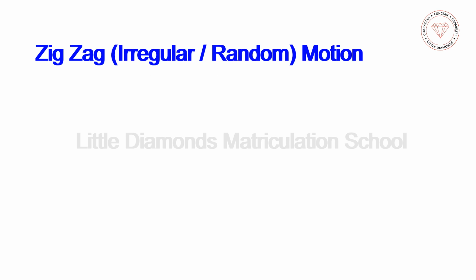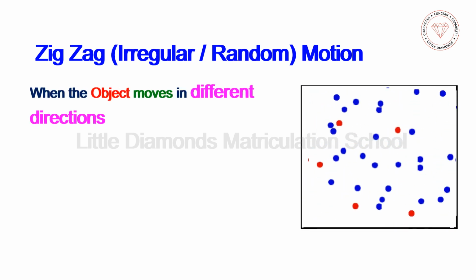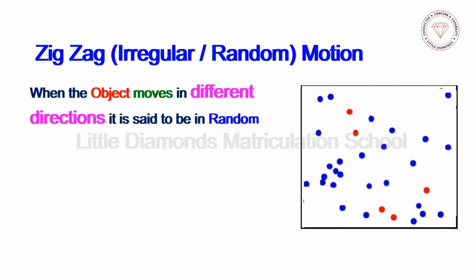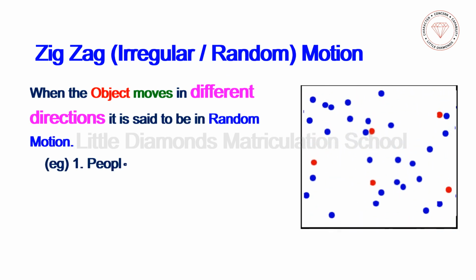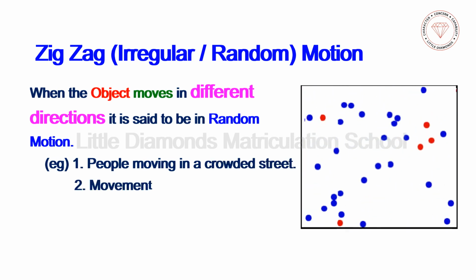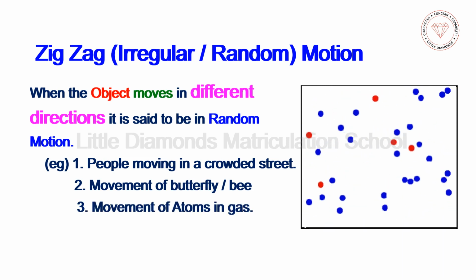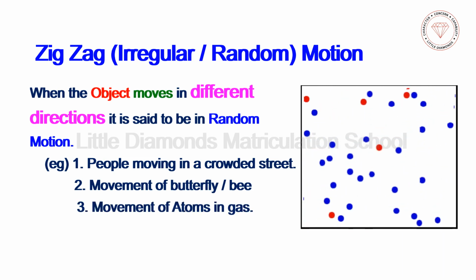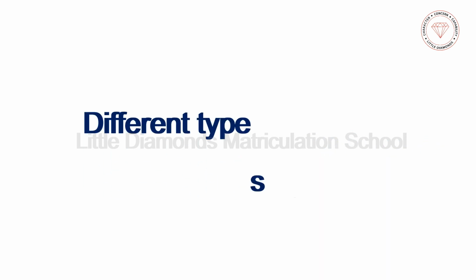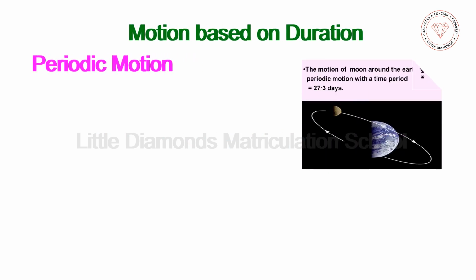Zigzag or irregular or random motion. When the object moves in different directions, it is said to be in random motion. Example, people moving in a crowded street, movement of butterfly, movement of atoms or molecules in a gas. Let us now move on to the different types of motion based on duration. Motion based on duration. Periodic motion.